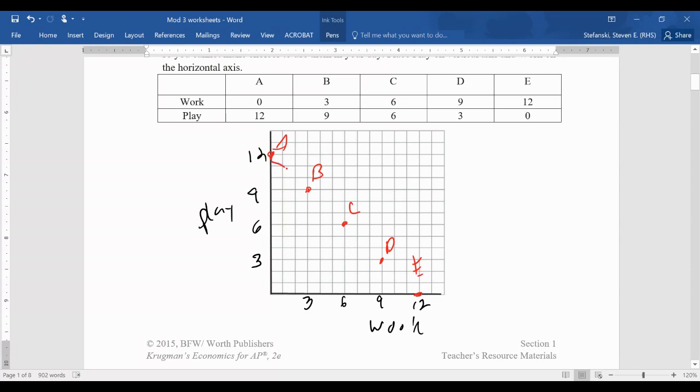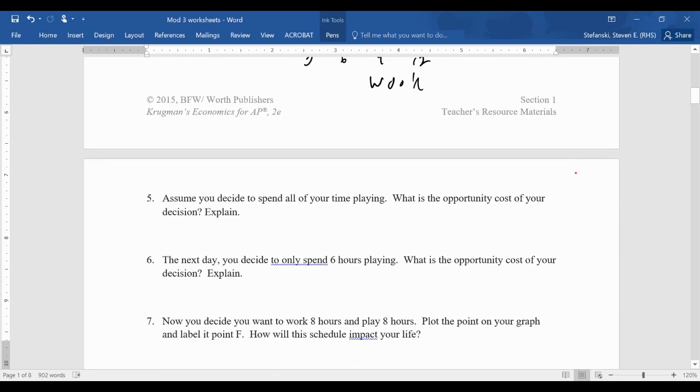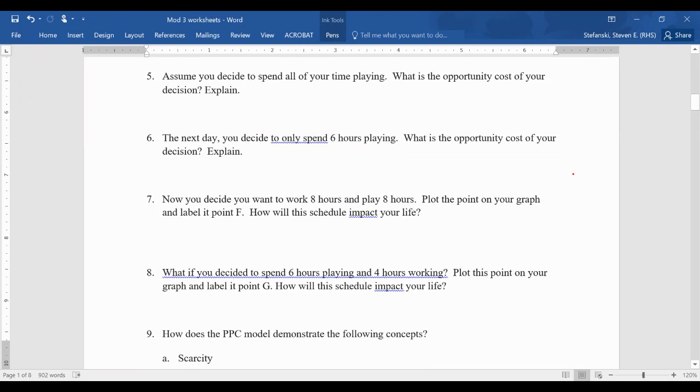Oops, sorry, that's not very good. It's supposed to be a straight line, but I'm drawing on the computer. I apologize. So that's the kind of curve I got. It's a straight line. We can tell by looking at this data that this is a constant opportunity cost.